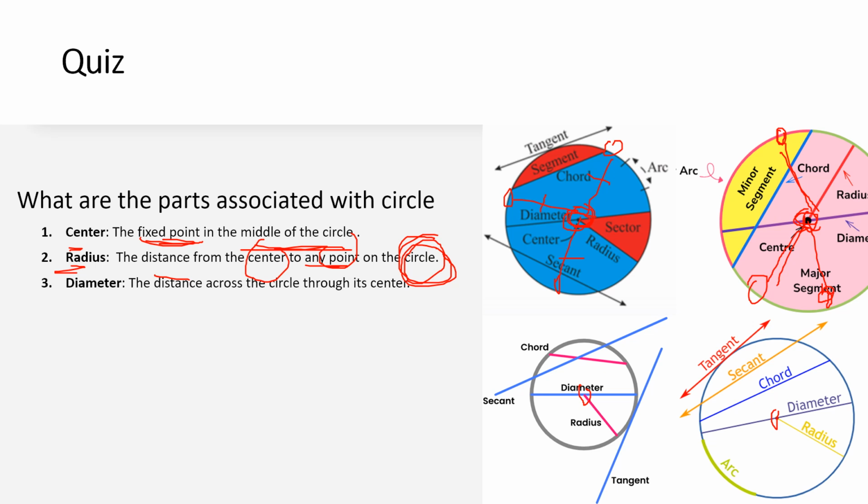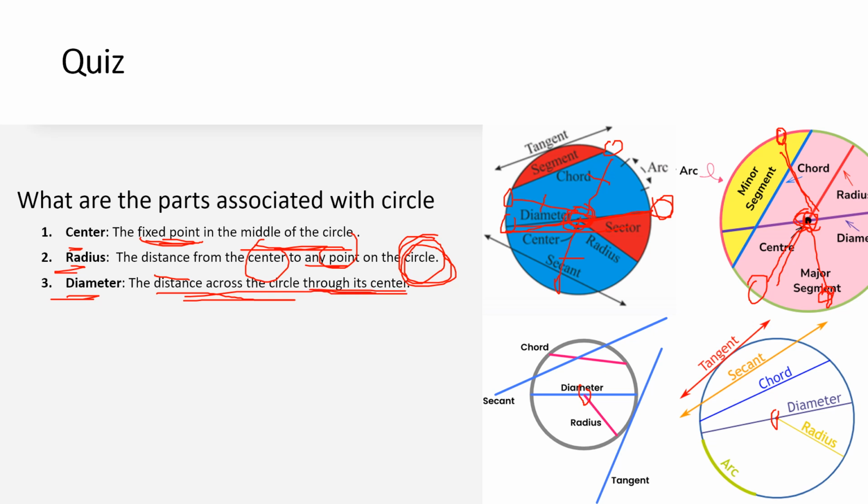Okay, let's go for one more point. It's a diameter. One more part. It's again the distance across the circle. Across the circle means from this point to this point across the circle, edge to edge, extreme ends, right? It's a distance across the circle that passes through the center.